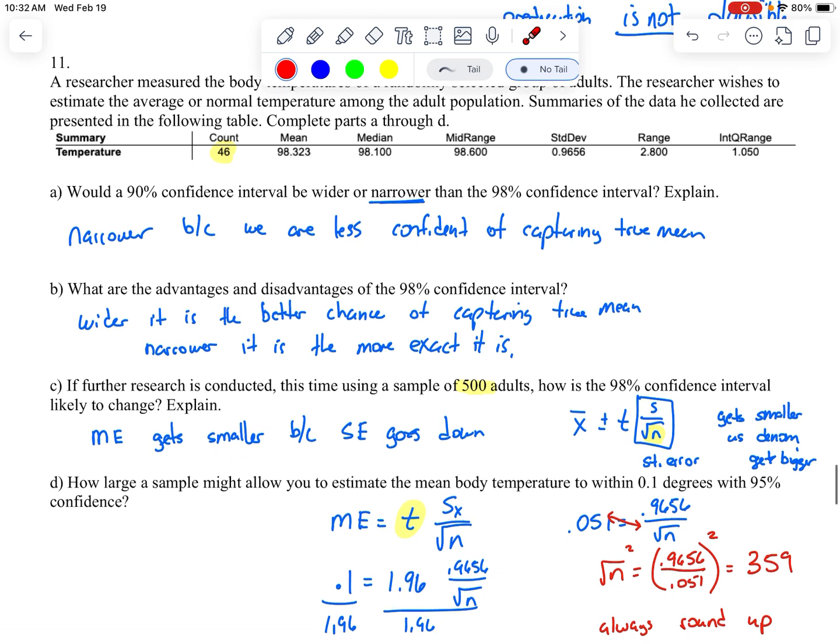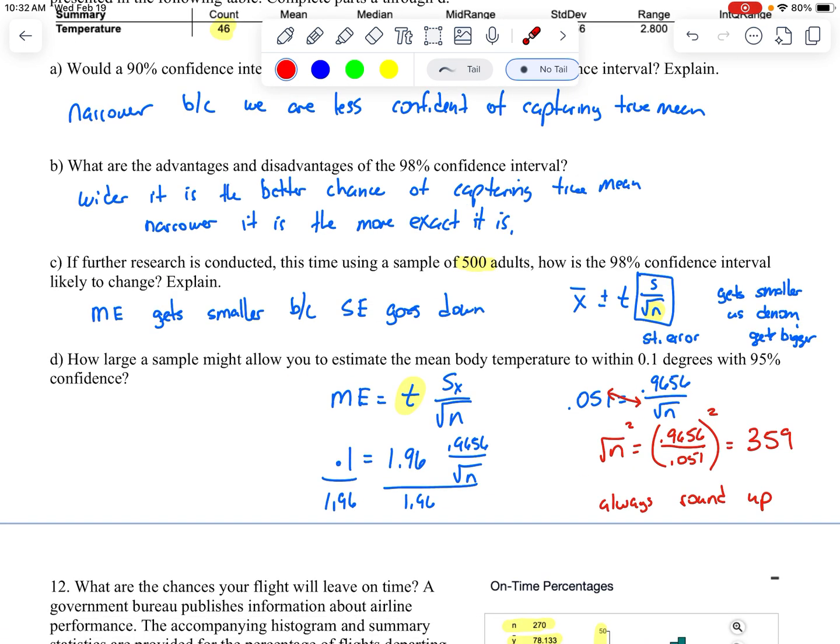Okay? And the last one's going to be a little bit different style of problem than what we're used to. This one actually goes a little bit more mathy than I ever wanted to get, but it's here and we got to do it. So here we go. We want the margin of error to be 0.1.